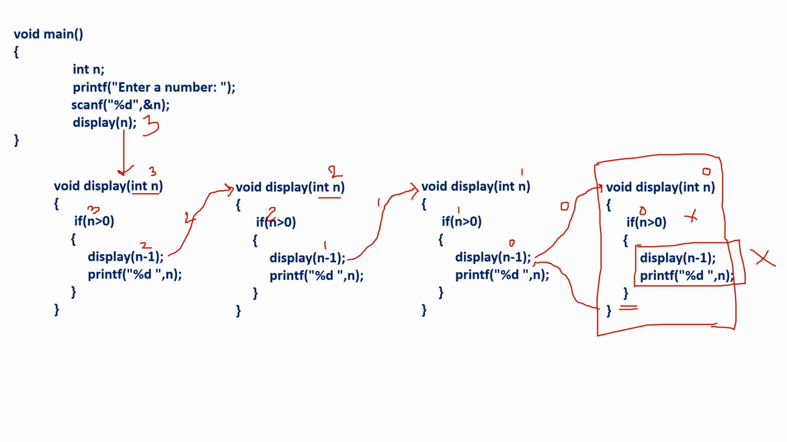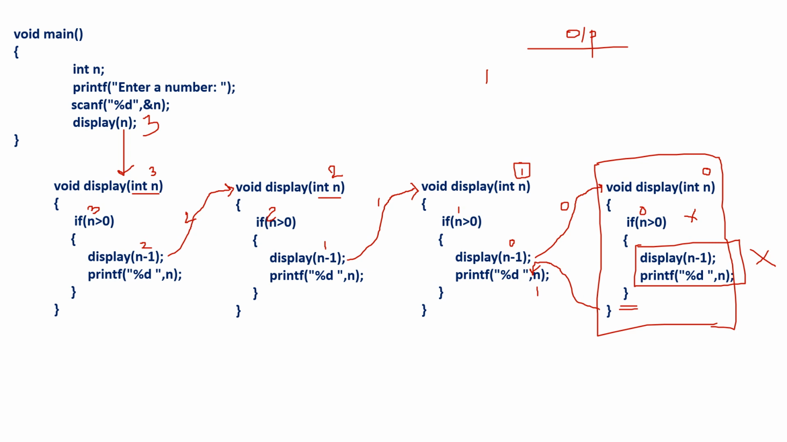Then the remaining statements are executed in this function. What are the remaining statements here? Printf %d n. What is the n value here? The n value in this function is 1, so we get output 1. I am writing the output part. What output value are we getting? 1, because here the n value is 1. Now this function is also completed.